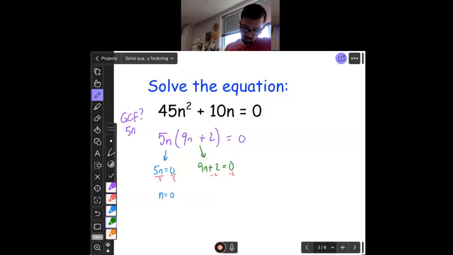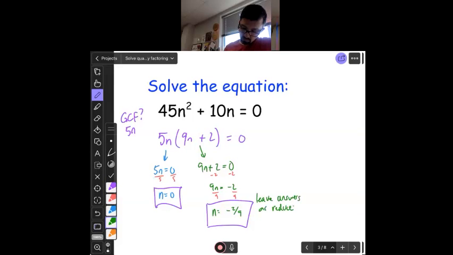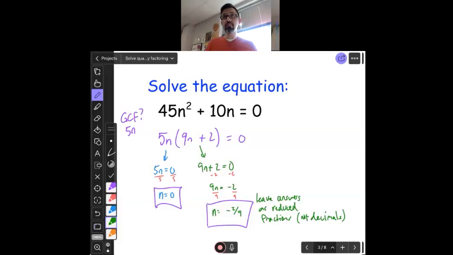A little bit more to do on this one. So minus 2 on both sides. That's just a 2-step equation. You guys have done those so many times. Divided by 9. So I do want you guys to leave your answers as reduced fractions, not decimals. Okay, there you go. That's it. Those GCF factoring problems, super easy.